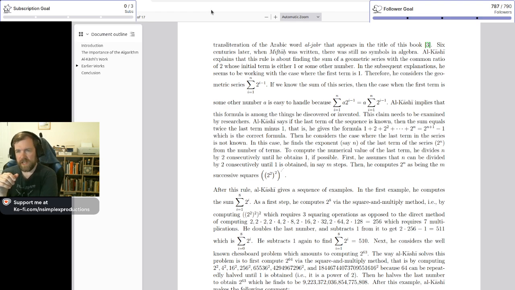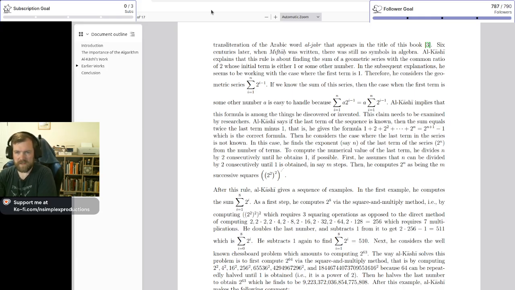If we know the sum of this series, then the case when the first term is some other number a is easy to handle, because the sum as i goes from 1 to n of a times 2 to the i minus 1 is equal to a times the above sum. Al-Kashi implies that this formula is among the things that he either discovered or invented. His claim needs to be examined by researchers.